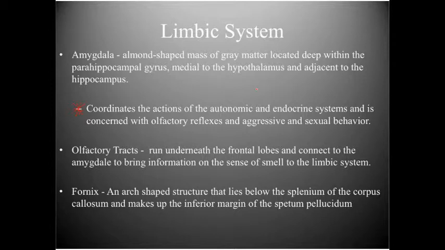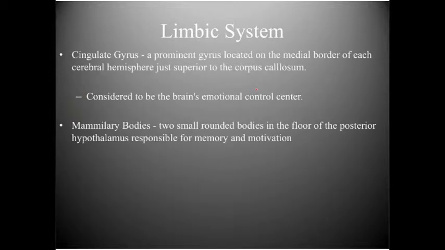The fornix is an arch-shaped structure that lies below the splenium of the corpus callosum and makes up the inferior margin of the septum pellucidum. The cingulate gyrus is a prominent gyrus located on the medial border of each cerebral hemisphere just superior to the corpus callosum. It's considered to be the brain's emotional control center. So definitely know the cingulate gyrus is the brain's emotional control center. Mammillary bodies, two small rounded bodies in the floor of the posterior hypothalamus, are responsible for memory and motivation. So the mammillary bodies are responsible for memory and motivation.